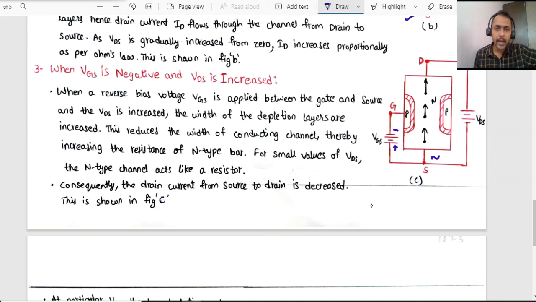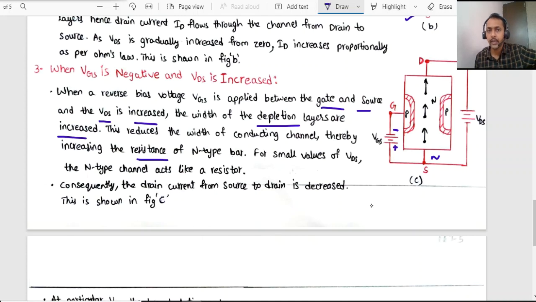Now when reverse bias voltage VGS is applied between the gate and source and VDS is increased, the width of the depletion layer will increase. This is important. As and when VGS is reverse biased, the width of the depletion layer will increase. Obviously the conduction region will decrease, right? Therefore the resistance will increase.